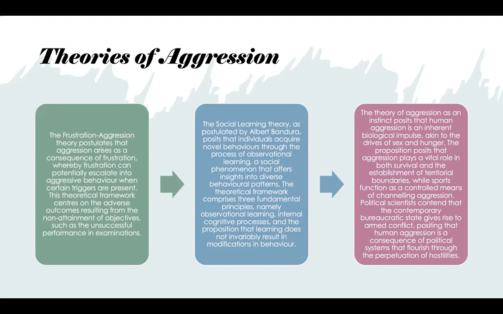The theory of aggression as an instinct posits that human aggression is an inherent biological impulse akin to the drives of sex and hunger. The proposition posits that aggression plays a vital role in both survival and the establishment of territorial boundaries, while sport functions as a controlled means of channeling aggression. Political scientists contend that the contemporary bureaucratic state gives rise to armed conflict, suggesting that human aggression is a consequence of political systems that flourish through the perpetuation of hostilities.